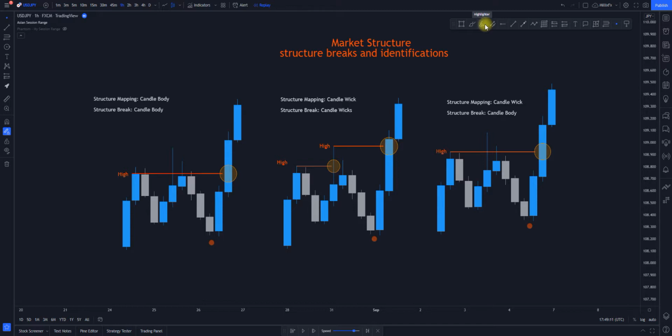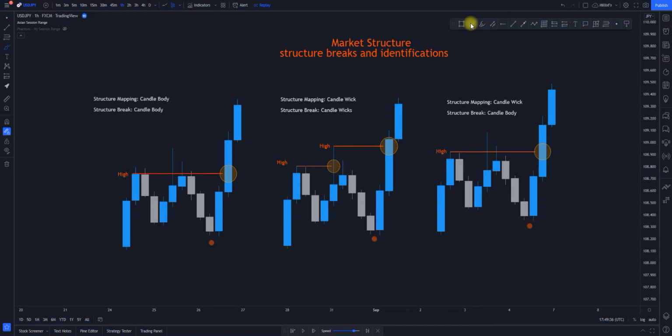I'm going to go through the three basics, the three types of structure mapping, which is labeled right here. It's just a simple basic that you need to understand. Structure mapping is basically how to understand structure, how you want to see structure break, for you to be able to identify your break of structure, to know where the trend is going and where it is probably heading.